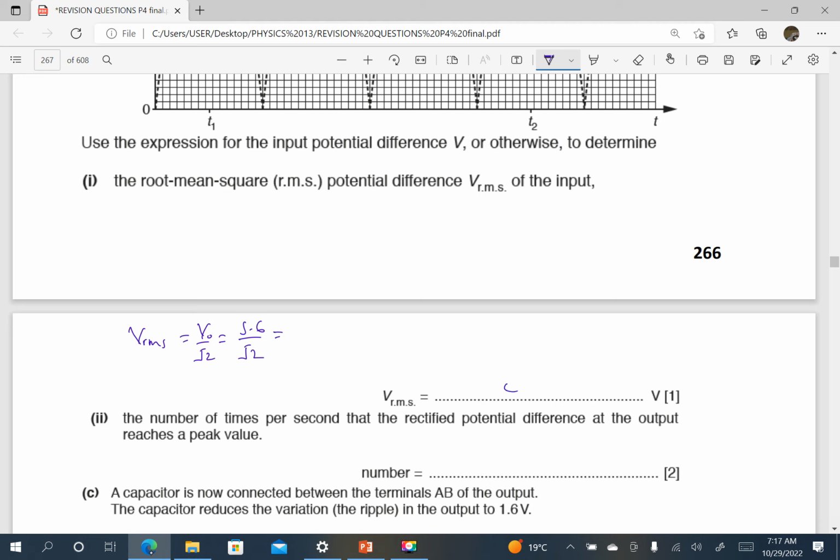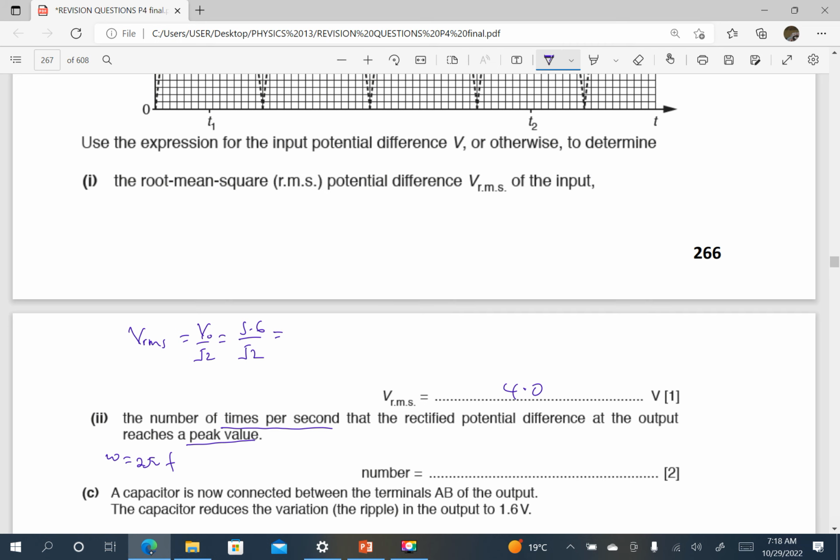So this is 4.0 as the root mean square value. Then the number of times per second, I think that is frequency, the number of times per second that the rectified potential difference at the output reaches the peak. That is the frequency. And we know that omega is equal to 2 pi times frequency.